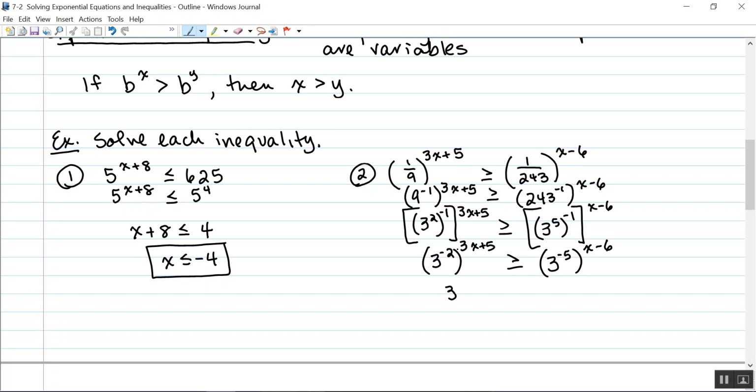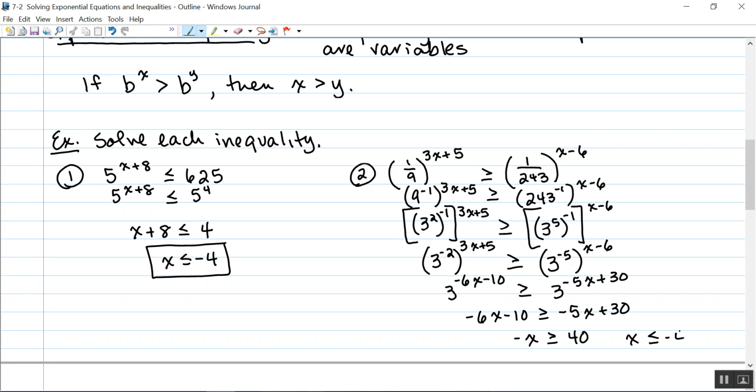Okay, so that's going to be 3, multiply again, to the negative 6x minus 10, greater than or equal to 3 to the negative 5x plus 30. Now my bases are exactly the same, so I can pull off the exponents. Negative 6x minus 10 is greater than or equal to negative 5x plus 30. Or negative x is greater than or equal to 40. And dividing both sides by negative 1 and flipping my inequality, x is less than or equal to negative 40.